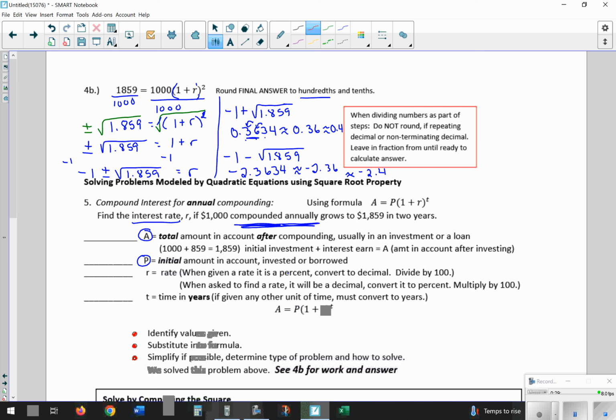Now, if we go back up to 4b, then that's actually what we just did. So for this particular problem up here, the amount that was in the account after the compounding was the $1,859. The amount that we initially invested was the $1,000. The rate is what we're trying to find, and the time was a 2-year investment.